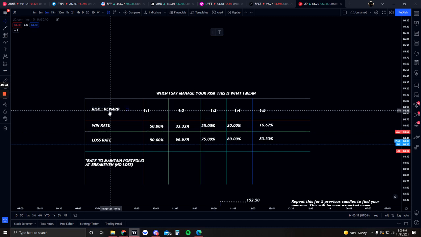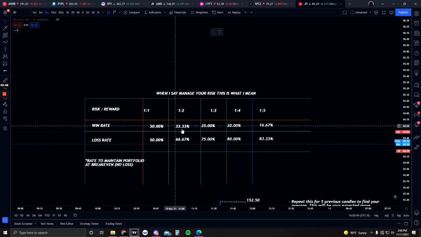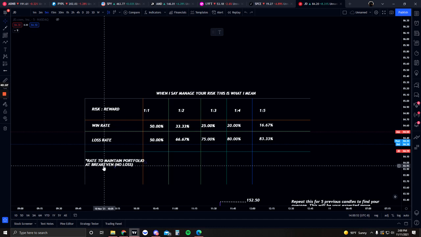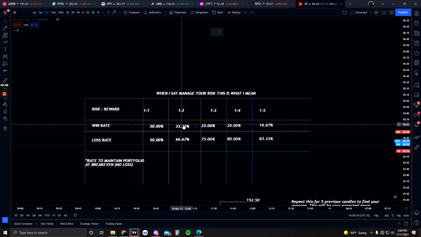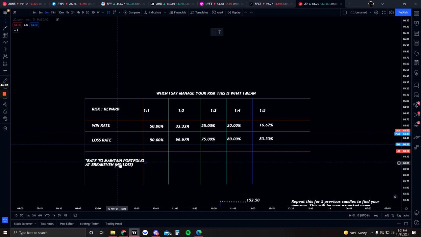So risk to reward. When you have a 1-to-2, which is what we had there, you only need to win 3.3 out of 10 trades to be break even for no loss. You only need to win 3 out of 10. Imagine losing 7 trades and still chilling because you're even. Imagine only winning 33 trades and losing 66 trades. You could lose 66 trades, win just 33, and you're even. You're break even. You haven't lost anything.